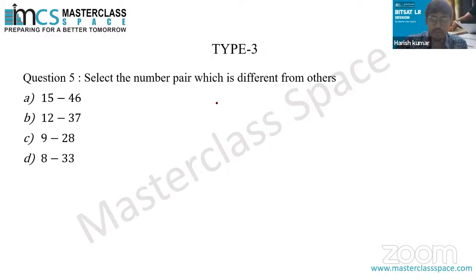Okay. See here, you must clearly identify this because see 15, 46, 12, 37, 9, 28. Clearly, I can see that 15 into 3 is 45 plus 1 is 46. 12 into 3, 36 plus 1 is 37, and 9 into 3, 27 plus 1 is 28. And here it is 8 into 4 plus 1, it's not 8 into 3 plus 1. 8 into 3 plus 1 is 25, but 33 means 8 into 4 plus 1. So the only logic that is failing here is this one. So my answer is option D. This logic is based on the multiples, so with the help of the multiples, we'll try to get to that.